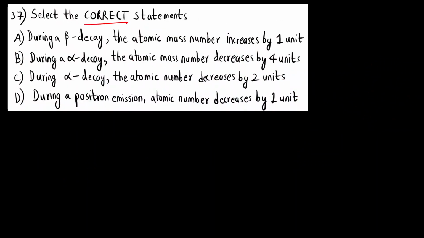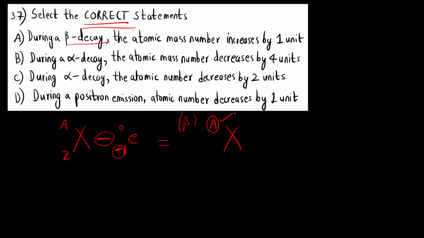37. Select the correct statement during a beta decay. Suppose if I take this, atomic mass number is A and atomic number is Z. Beta decay means minus. What is beta? Beta is nothing but an electron. Beta particle is electron. Electron has zero mass and negative charge. So you can see minus into minus will become plus. So atomic mass number remains the same. Atomic number will become Z plus 1. So it increases by 1 unit. Which increases? Atomic mass will not increase, atomic number will increase. So this is not correct.